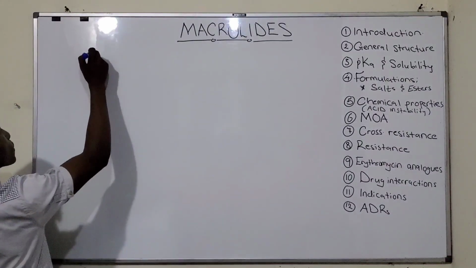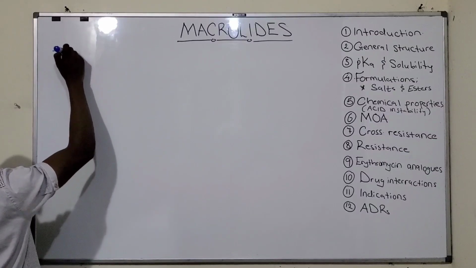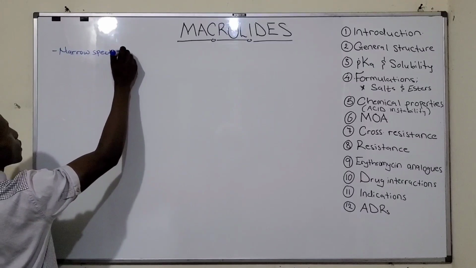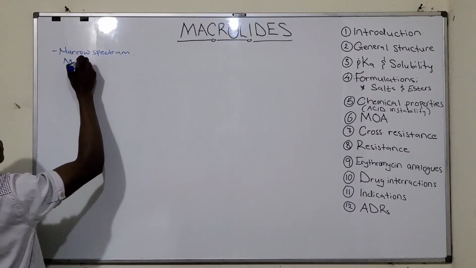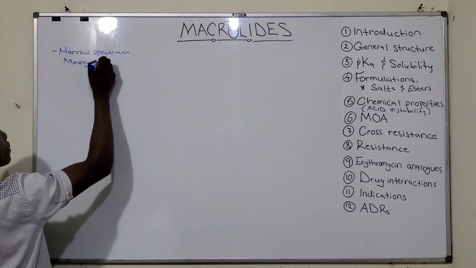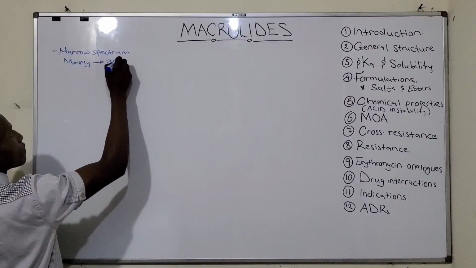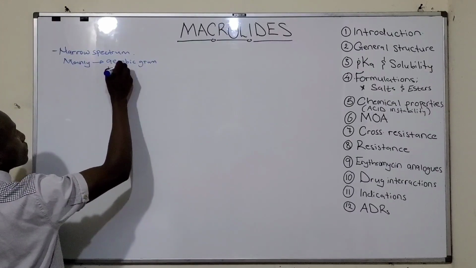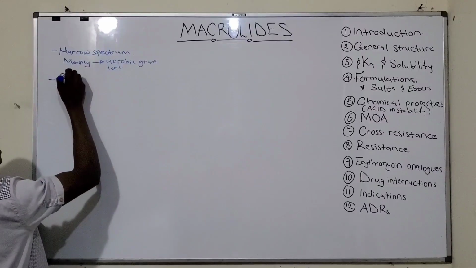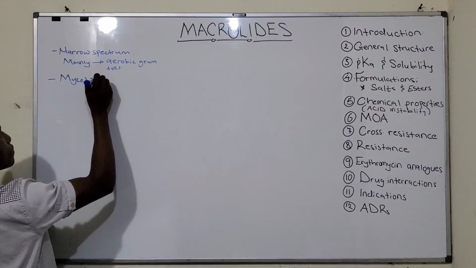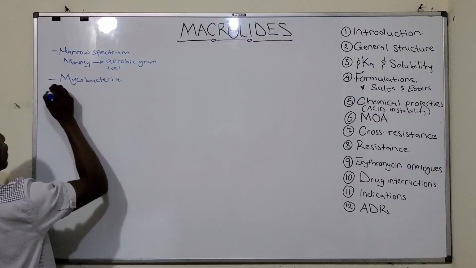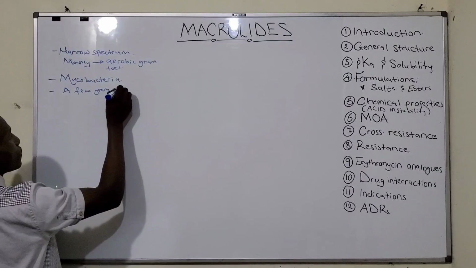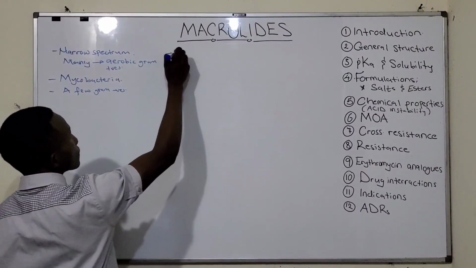Macrolides, one, they are narrow spectrum. They are narrow spectrum, mainly active against the aerobic gram positives. They also have activity against mycobacteria and a few gram negatives. They are beta.